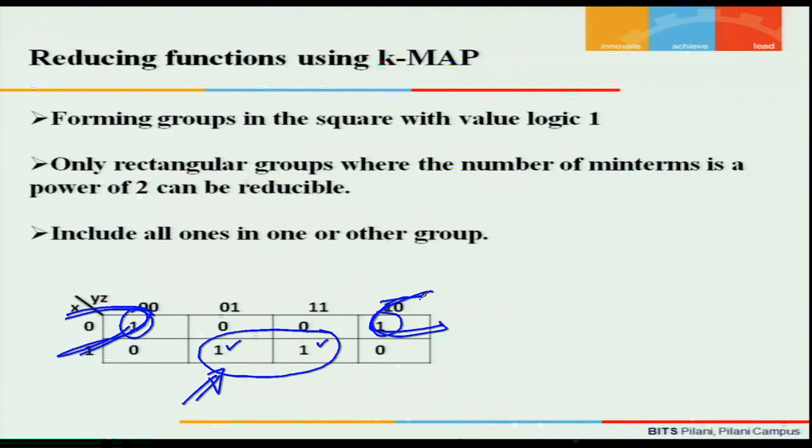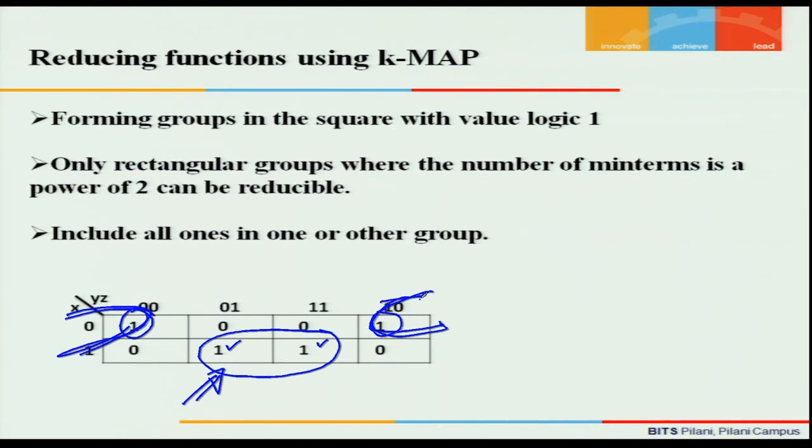So, what we did here is form groups which include the output columns corresponding to ones. While forming the groups, make sure that the squares are adjacent to each other, as well as that the groups have a number of terms which is a power of 2. So, I have two groups each having 2 entries. That is the second step in minimization of the Boolean function using K-map.